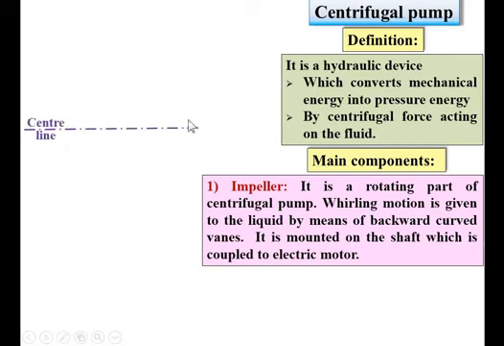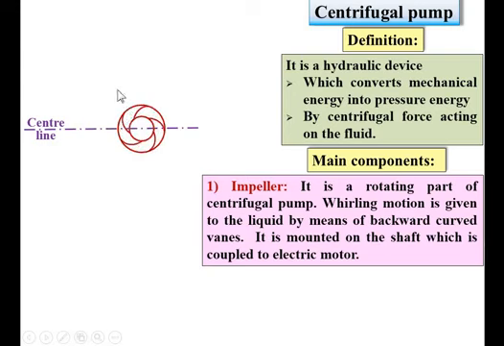So this is the center line of the pump and here it is the impeller. And these are the backward curve vanes. And as per the description, impeller is a rotating part of the centrifugal pump. So it is rotating like that in clockwise direction, so that whirling motion is given to the liquid by means of all these vanes that are mounted on that impeller. So I will give the name.